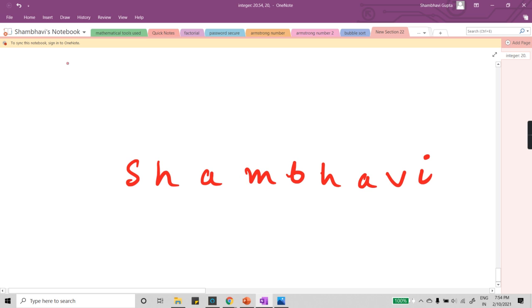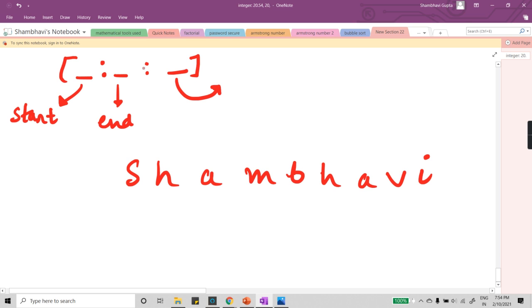Whatever we write on the left-hand side of the colon is the starting index, and whatever we write on the right-hand side is the ending index. What if I put one more colon? Pay proper attention. This is your start, this is your end, and after the third colon, whatever you put in the space is known as step. Step means whether you want to print your string by leaving characters in between.